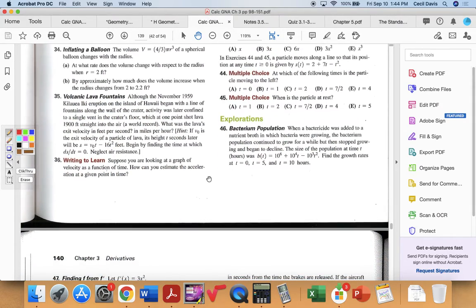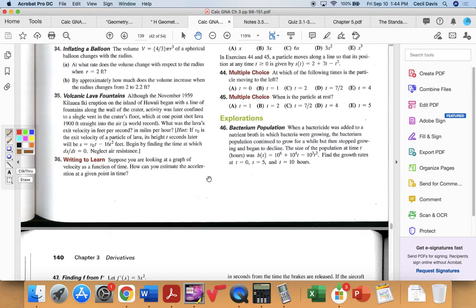34. Inflating a balloon. All right, the volume V equals 4/3 pi r cubed of a spherical balloon changes with the radius. Spherical balloon.